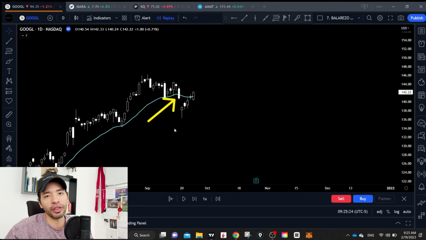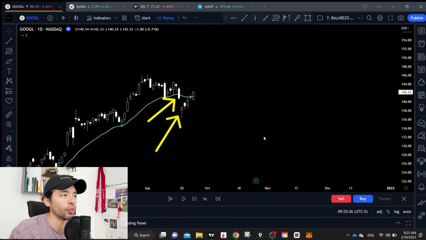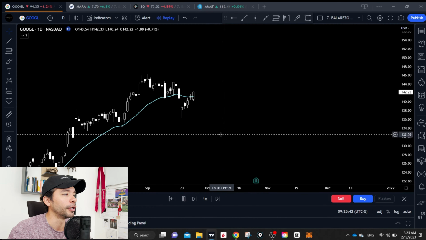So that's a huge red flag, and that's something that we mentioned, that when the price breaks that 21 exponential moving average, that sustained rally tends to come to an end, and then you can see that the price gapped below the 21 exponential moving average, and now we're rallying back to that 21 exponential. So let's see what happens next here in Google.